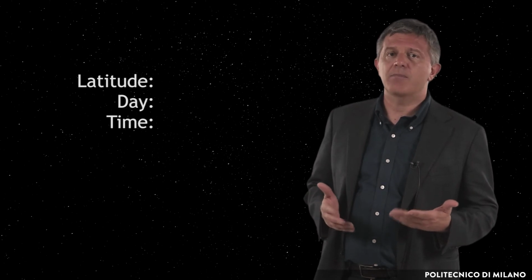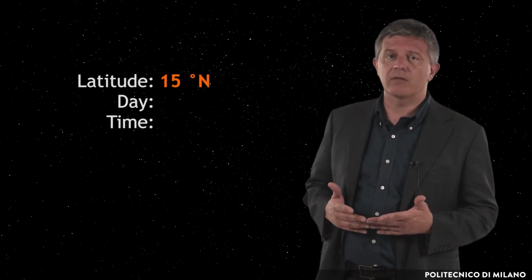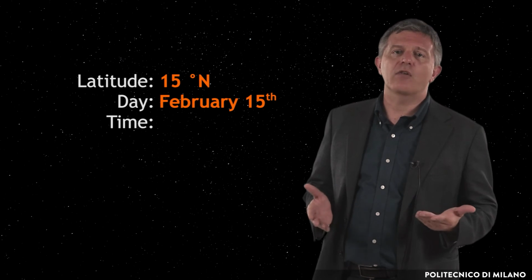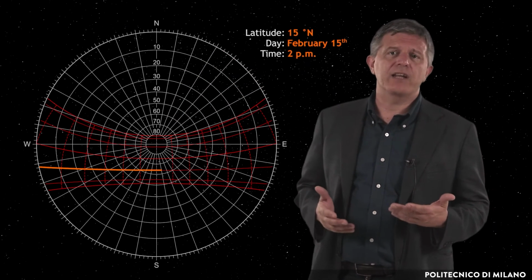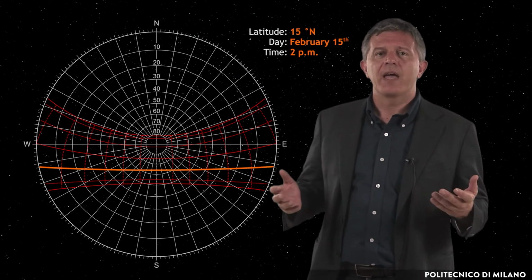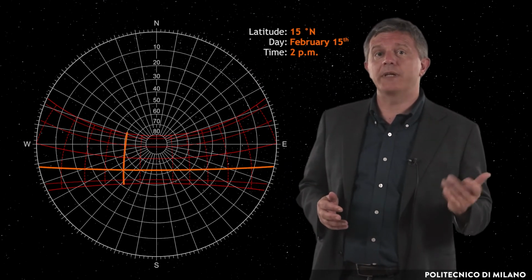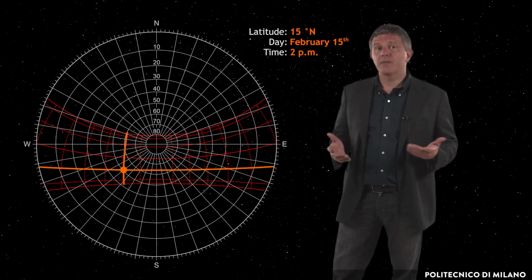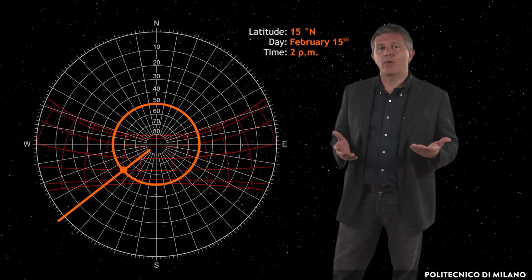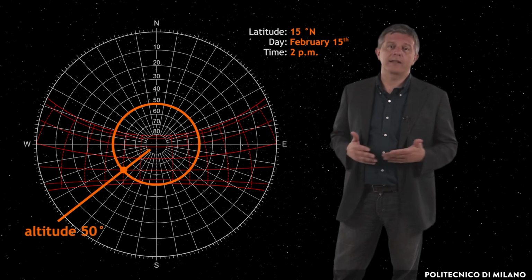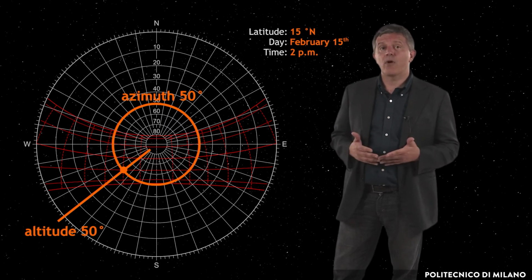We want to know what is the apparent position of the Sun in a place located at latitude 15 degrees north in the average day of February at 2 pm. Firstly, we identify the line corresponding to the month of February and the one corresponding to 2 pm. Then we find the point where the lines cross. The circle and the radius passing through that point respectively indicate the solar altitude and azimuth values. If they are not exactly matching the point, the value is obtained by approximation.